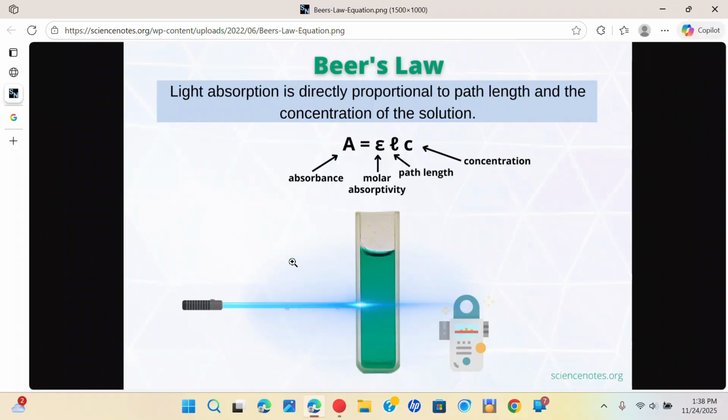So this is a chemistry topic. This is about Beer-Lambert's law in practice. So I'll describe what Beer-Lambert's law is first.